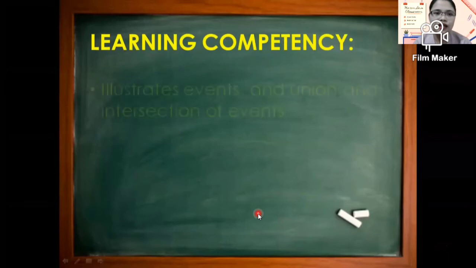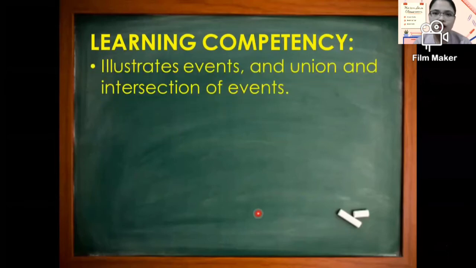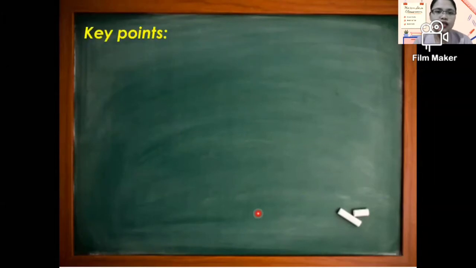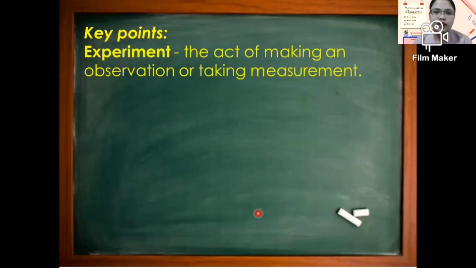Learning competency: illustrates events and union and intersection of events. So we have here the key points. Experiment, the act of making an observation or taking measurement. So in this week's topic, meron na po tayong bagong topic. At ang word po na ating dinidiscuss ngayon ay part ng ating topic 4 new lesson.